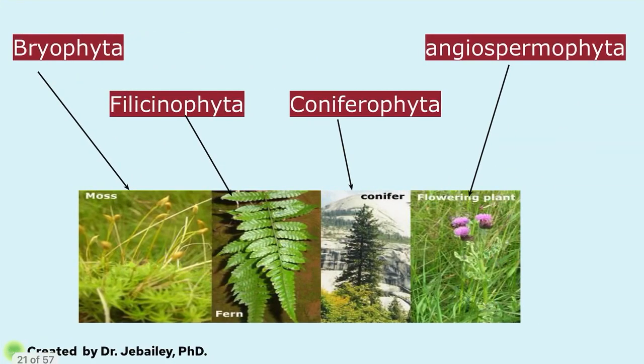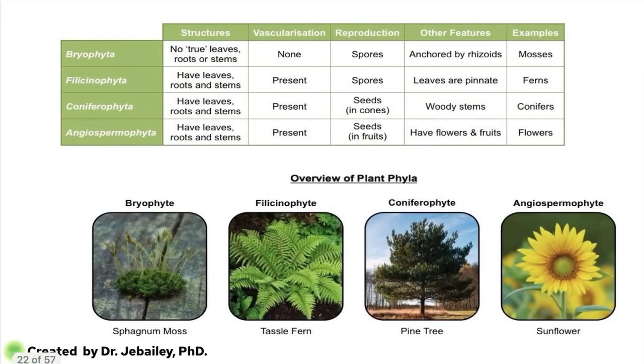We have 4 phyla that you must know for the plants. We have Bryophyta, Filicinophyta, Coniferophyta, and Angiospermophyta. As you can see, moss is an example of Bryophyta, ferns for the Filicinophyta, conifers for the Coniferophyta, and flowering plants for the Angiospermophyta. So you have to know examples for each. Now we're going to go through each one of them. And this chart here, which comes from BioNinja, is a perfect chart because it summarizes everything for each one of them and even gives you pictures.